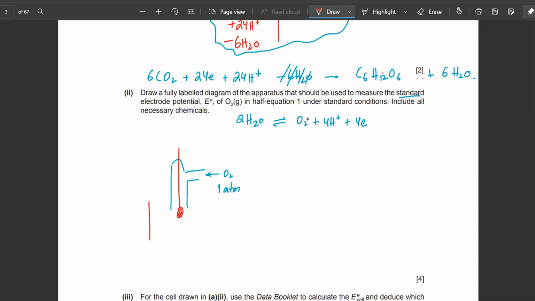And what would oxygen gas react with? The oxygen gas would be reacting with H plus 1 ions. You need H plus ions, and you need water, which is obviously there. So it's basically H plus 1, and the concentration of H plus 1 is going to be 1 mole per decimeter cube. And we can write aqueous, which automatically means that there is water present. So is this clear how I've constructed the electrode?